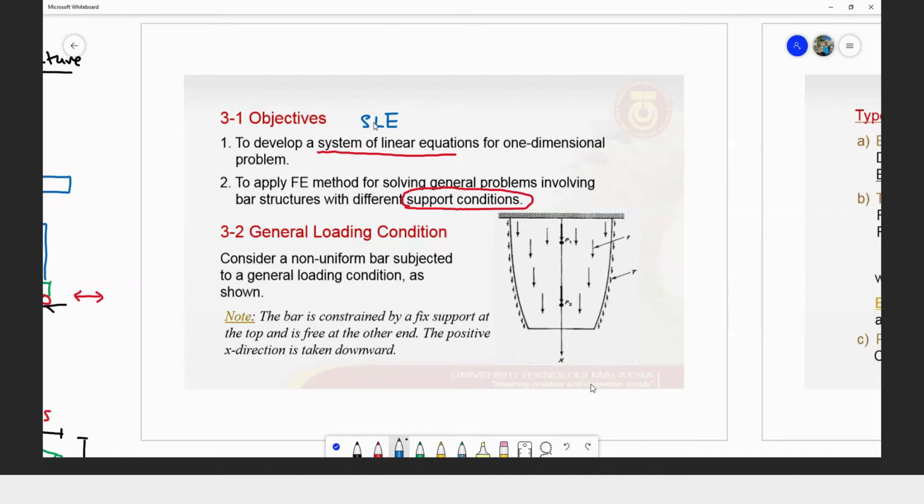Alright, SLE. Kita tengok SLE dulu. So, what form of system of linear equation that we are going to solve for solving structural problem?